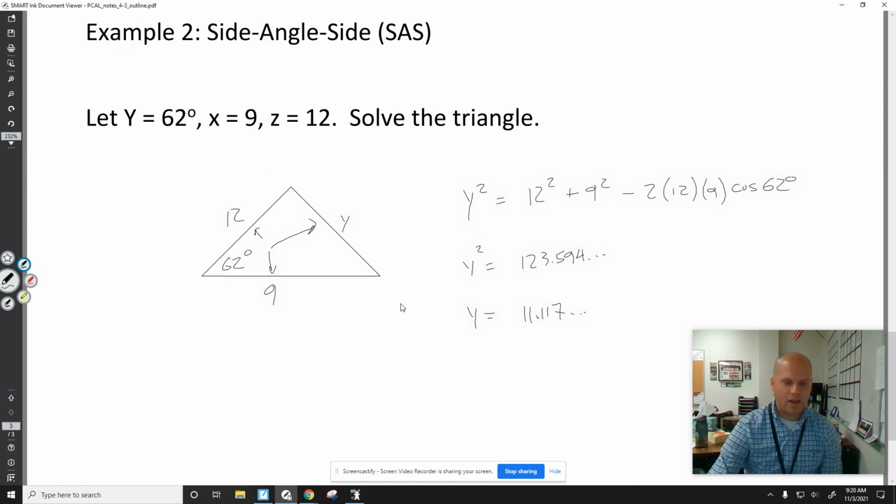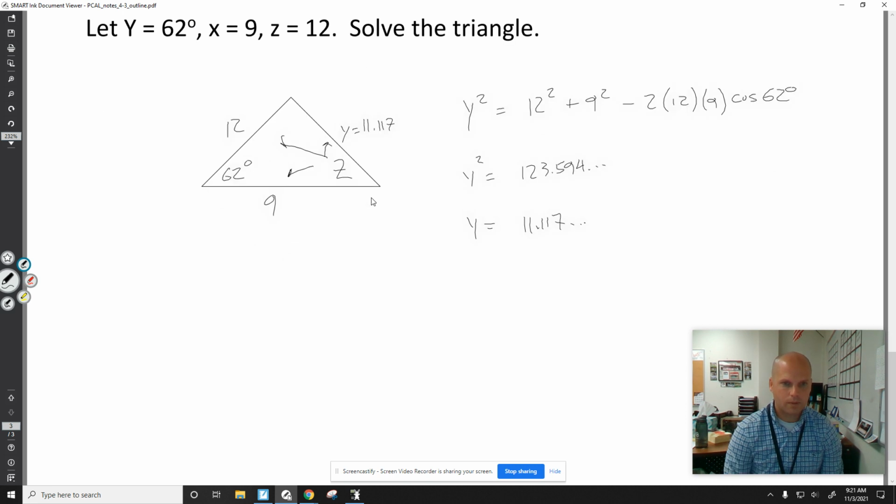Okay. Now I found Y. So that's good. I need to find another angle. You do have an opposite side angle relationship. You could use the law of sines, but then you'd have to use inverse sine, and that's going to be a little bit tricky. So what's safest when finding angles is to use the law of cosines. So this is angle Z. I know that this is 11.117. I'm going to use the law of cosines to find angle Z.